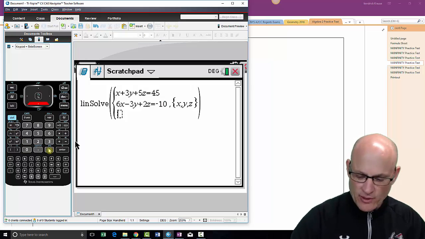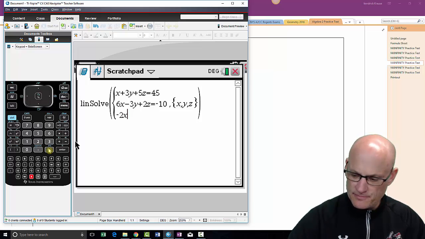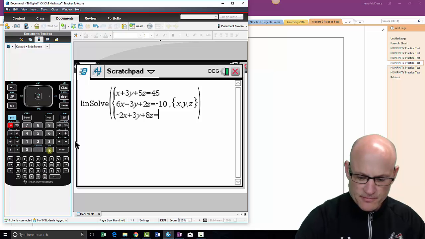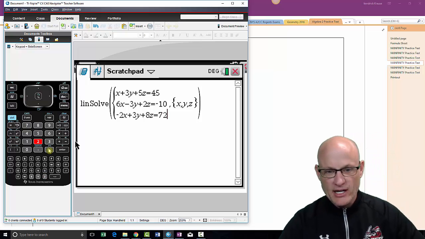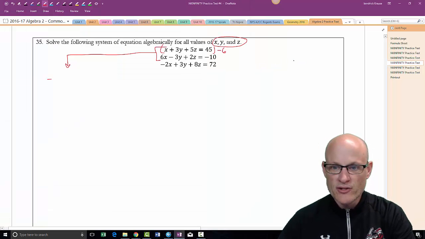And finally, negative 2x plus 3y plus 8z equals 72. I want the answers. I'm going to use my calculator to give me the answers. Negative 2, 4, and 7. So that they're in that order.